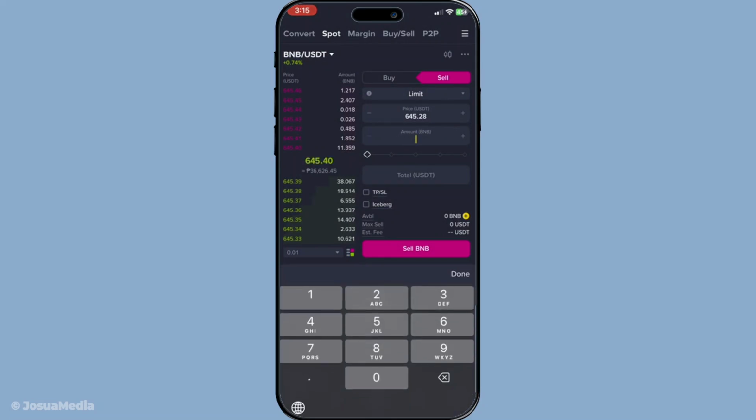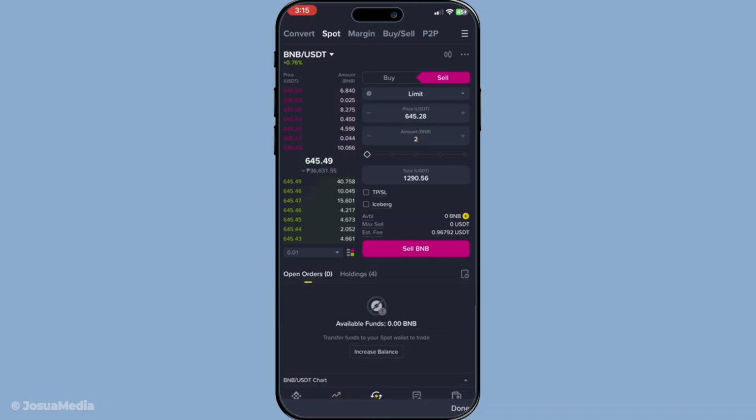By doing so, you're locking in some of the profits from your trade. This step finalizes the transaction, making your decisions tangible. It's a satisfying way to manage your investments while mitigating risk. And that's it. You've successfully taken partial profits on Binance.